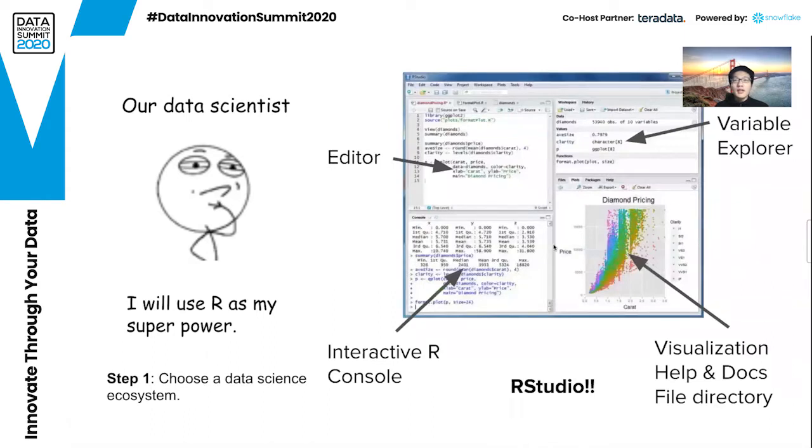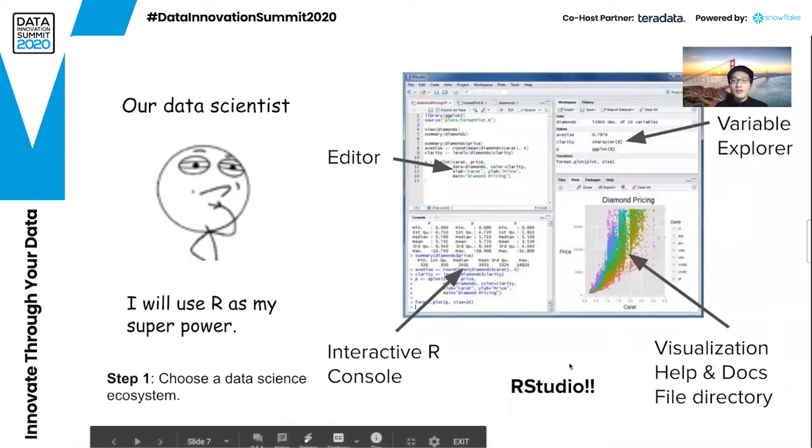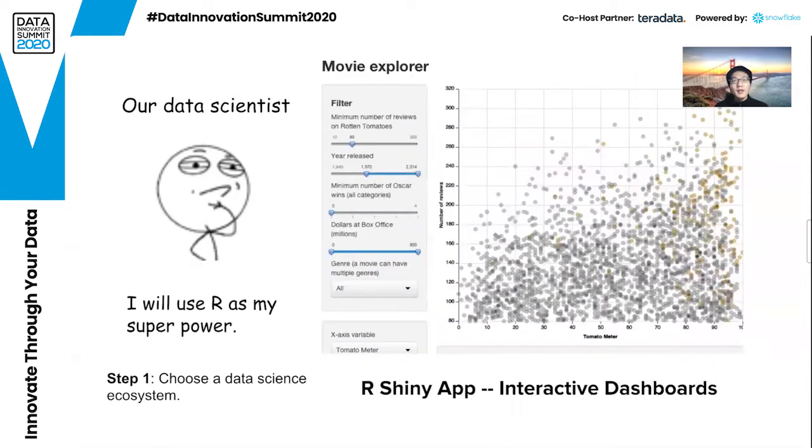There's also a data science-oriented IDE, RStudio. This gives you easy access to an editor, an interactive R console, variable explorer, visualization, help, docs, and file directory. All of them in the same place, very convenient. It's also easy to present results in R using the R Shiny app. This is an interactive dashboard that's very powerful when combined with visualization tools in R.